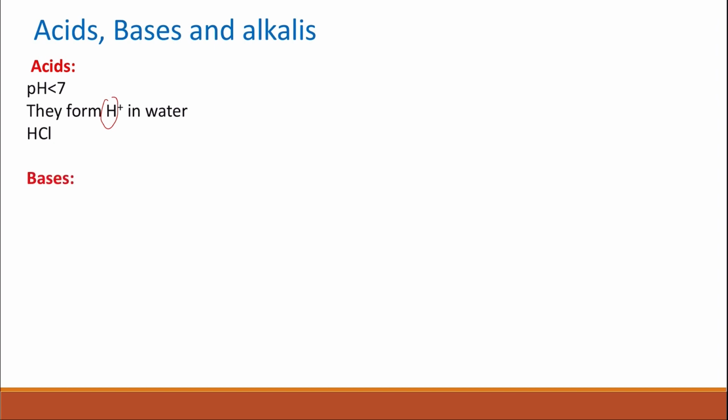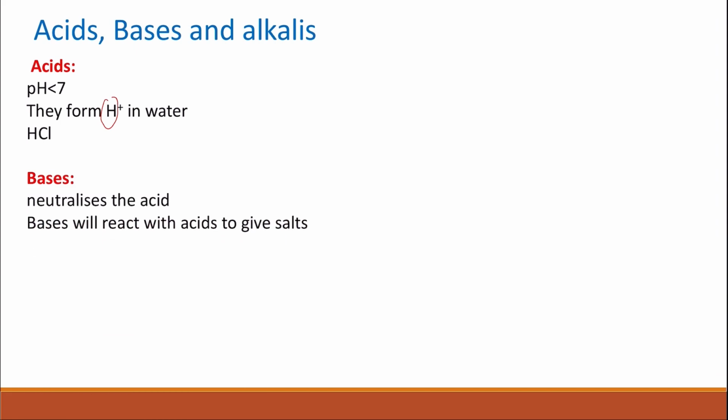What about bases? A base is simply a substance that will neutralize the acid. So bases will react with acids and they will give salts. So the main thing about bases is that when they react with acid they will give salts. So what about alkalis? What is the difference between a base and an alkali?